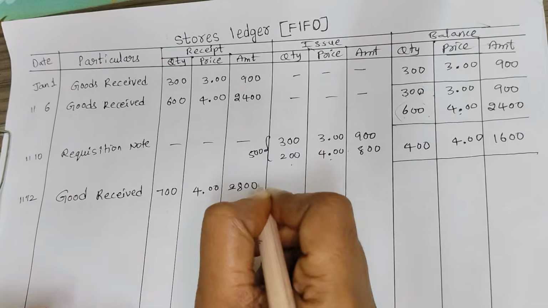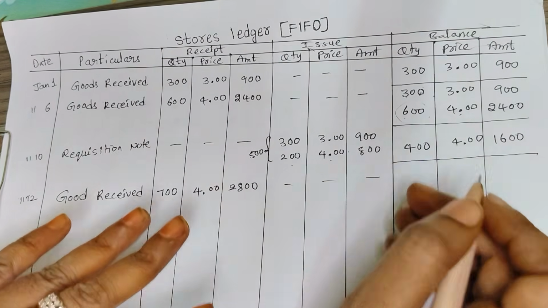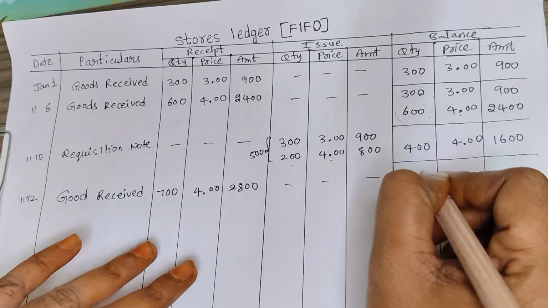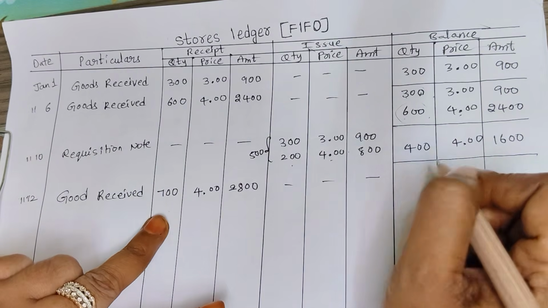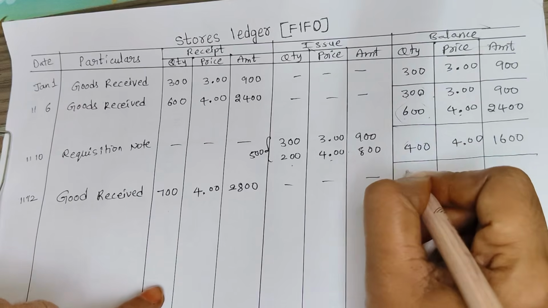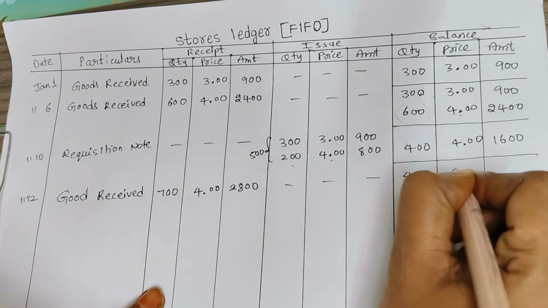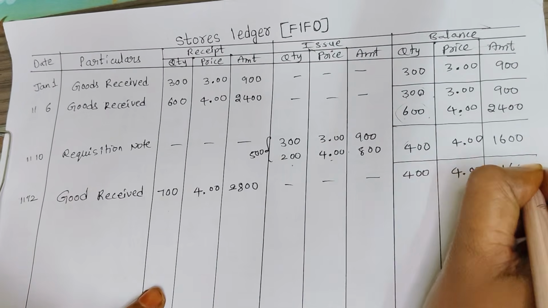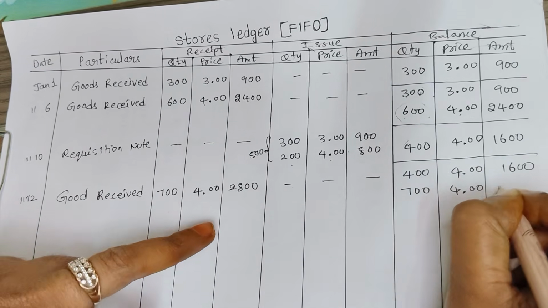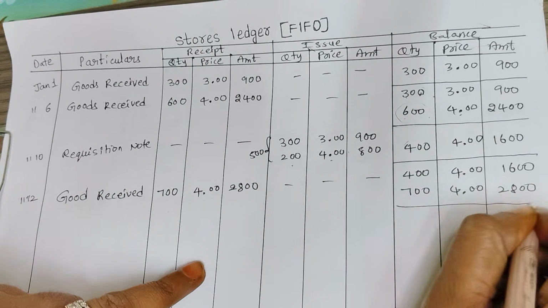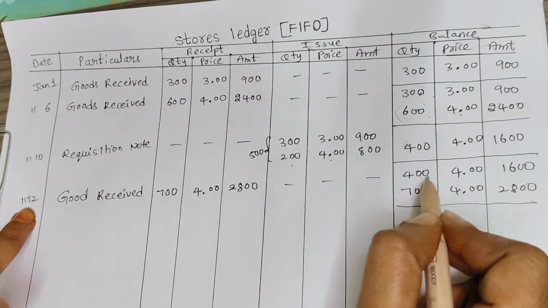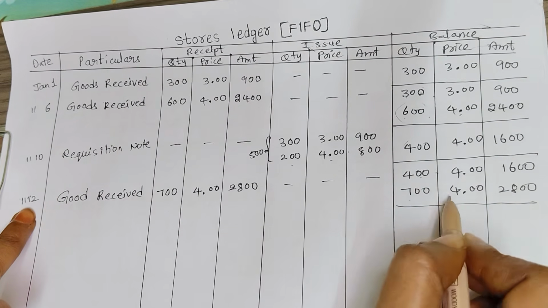2800. Okay, now you need to show balance. So how to show? Available stock we need to show first, then we need to show new purchases. So what is available stock on before date? 400. So 400, 4 rupees each, 1600. And new purchases 700, 4 rupees each, 2800. So on 12th Jan, available stock is 400 units as well as 700 units of stock.